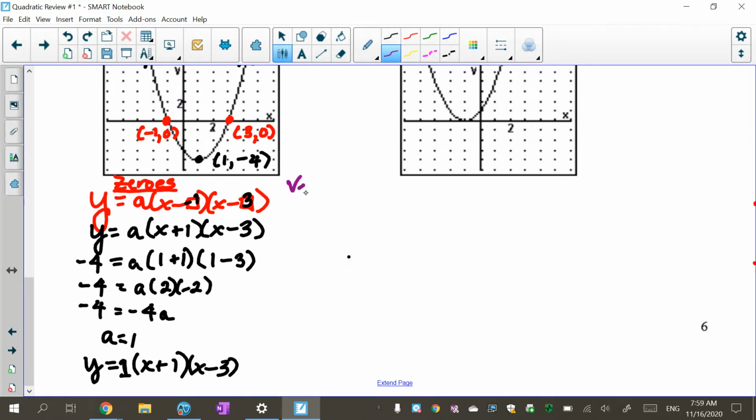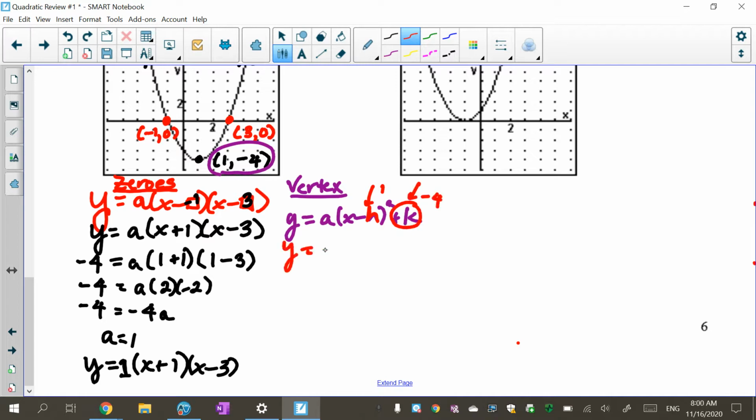Now I'm going to do the vertex form because I have the vertex too, and I wanted to show you that you get the same thing. It might not look the same at first, but if you multiplied it out, it would be. The vertex form is y equals a(x - h)² + k, and I want you to know the formula. Now I plug in the vertex. It changes sign, so the 1 goes here, and then -4 here. So y equals a(x - 1)² - 4.